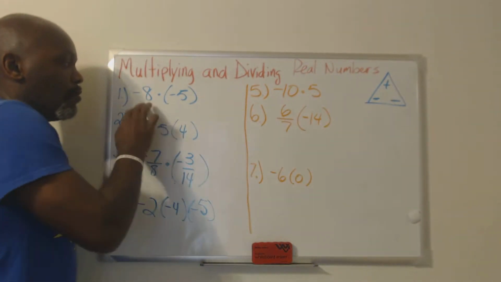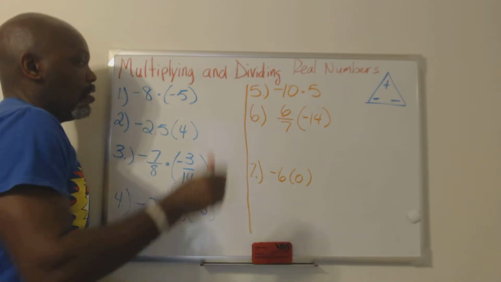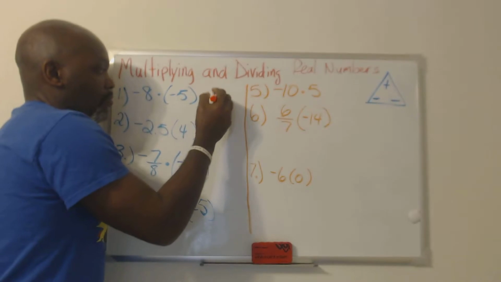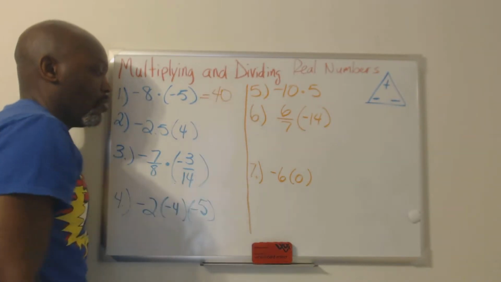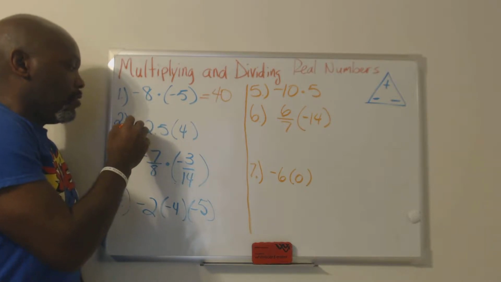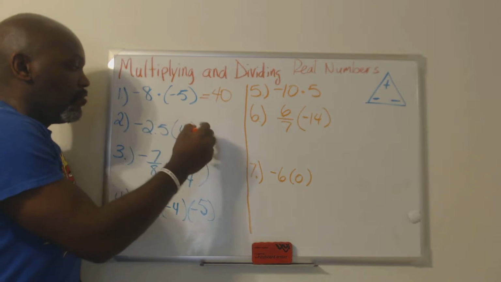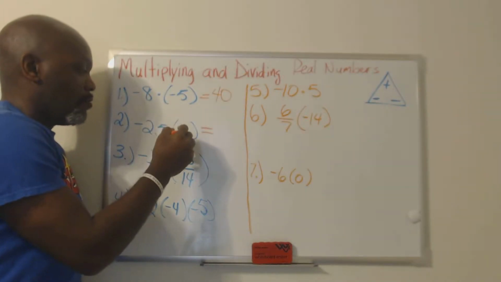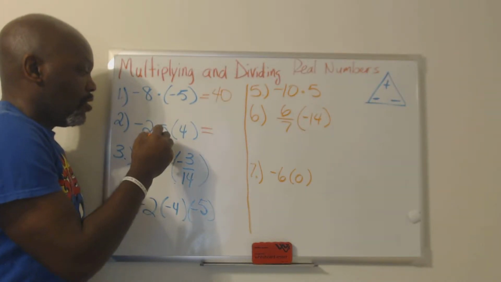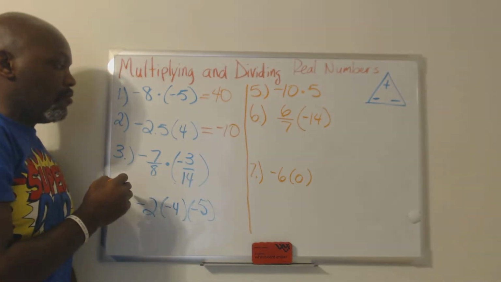So when we look at this problem, it's a negative times a negative. 8 times 5 is 40. Two negatives gives you a positive, so that's going to be a positive 40. Here, this is saying like we have four people owing $2.50, right? So we have a negative times a positive, and so that's going to give us negative 10.